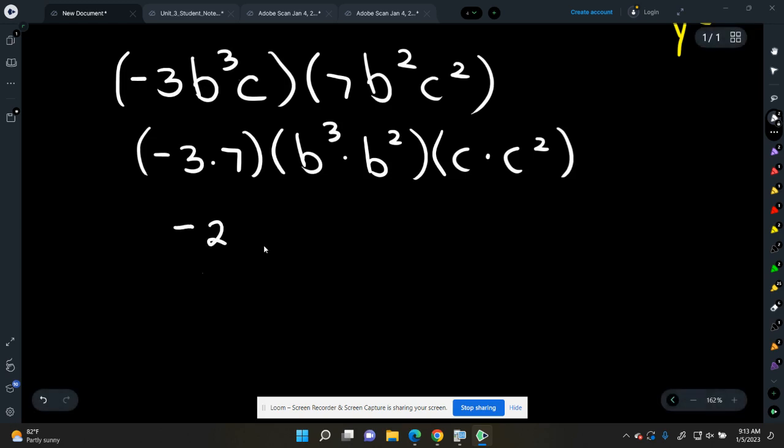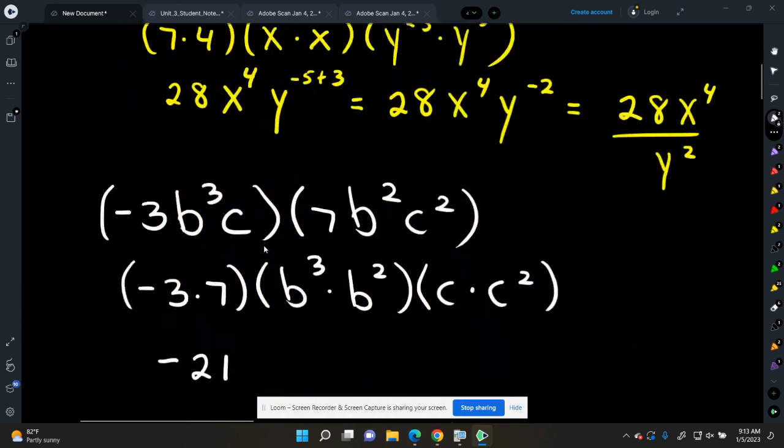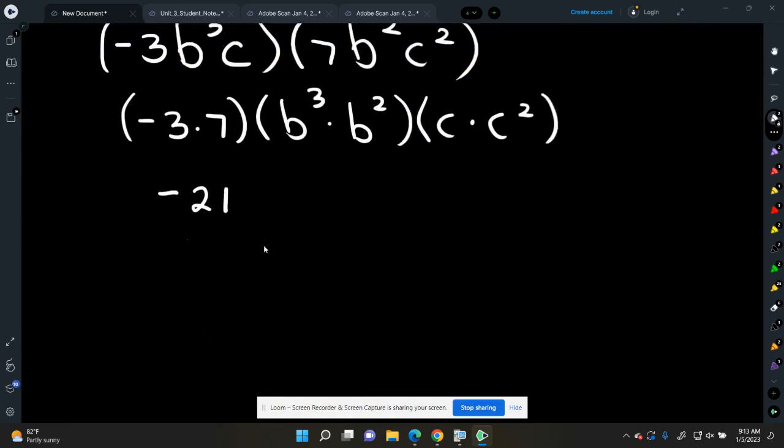Negative 21. Rod, what's b to the third times b to the second? Yes, you do. We just did 5 of them. 27. Rod, I want Rod to answer this. B to the third times b to the second. Yes, b to the fifth.